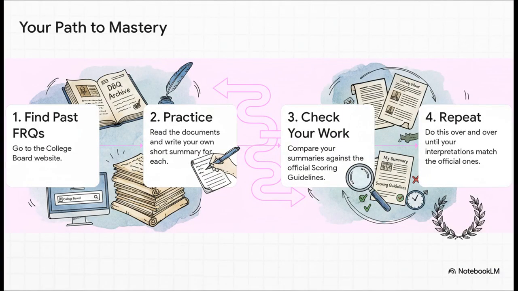So how do you make all of this feel like second nature? Simple. You practice. But you have to practice smart. Go to the College Board's website and find their old free response questions. For each one, just practice the system. Read the prompt, read the attributions, and write a one-sentence summary for each document. Then, and this is the most important part, compare your summaries to what's in the official scoring guidelines. See how close you are. Do that again, and you'll build both the skill and the speed you need.